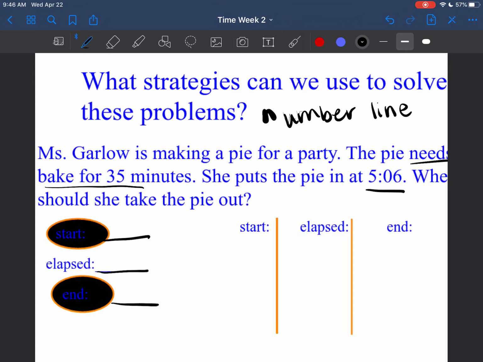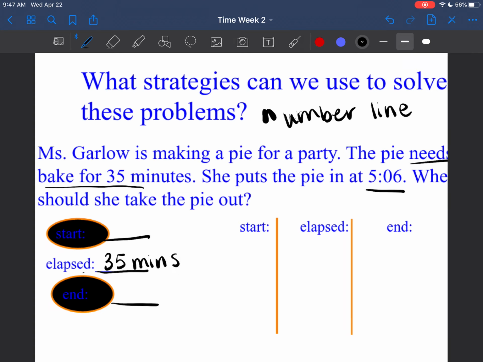So let's fill in the information that we have in order to determine what we need to solve for. We know that Miss Garlow is making a pie for a party. The pie needs to bake for 35 minutes. So is that a start time, the elapsed time, or the end time? It is the elapsed time because that is how long the pie needs to bake for. So I'm going to put 35 minutes right here in the elapsed time.